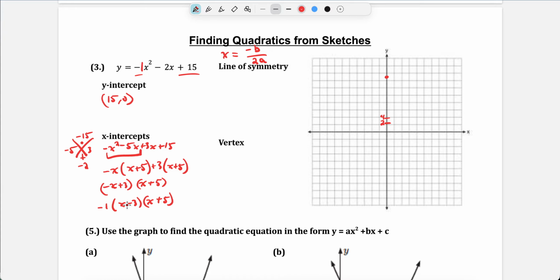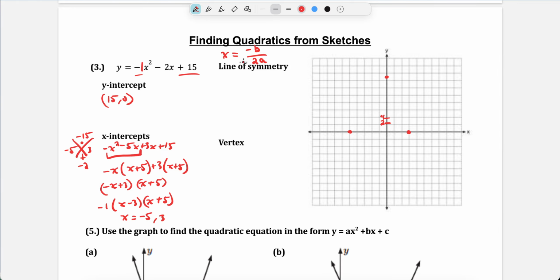Okay, so here I've got my two sort of main factors. If I set both of those equal to 0 individually and solve, x will equal negative 5 and positive 3. Okay, so that gives me my two x-axis intercepts, 1, 2, 3, 4, 5.